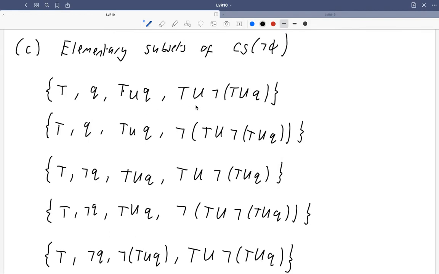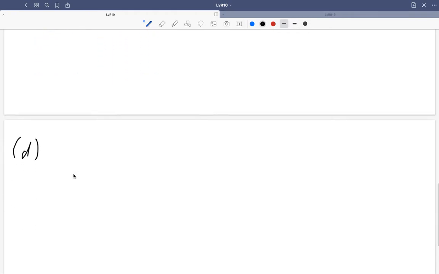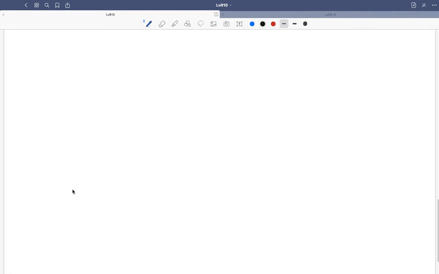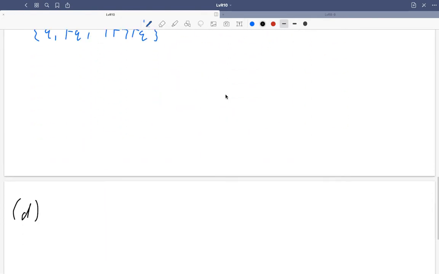So let's write them out again so that we can connect them to look like a Büchi automaton. I'm going to miss out the true because that's not really needed, because we know that it belongs to every set. So let's leave some space. We had Q, true until Q, and let me just check, and true until not true until Q.